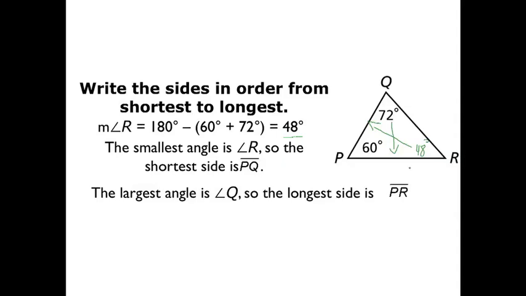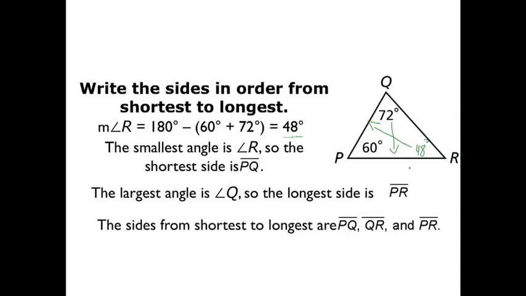Just summing up what I just said. So PQ is the shortest, PR is the longest, QR would be the one in the middle. Pause if you need to.